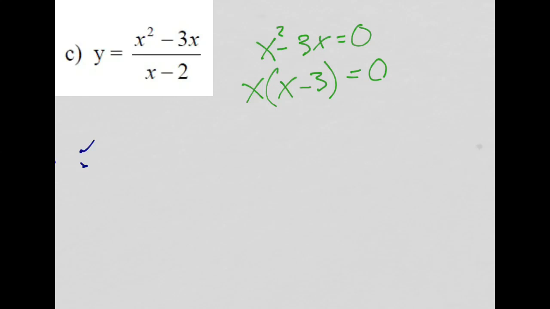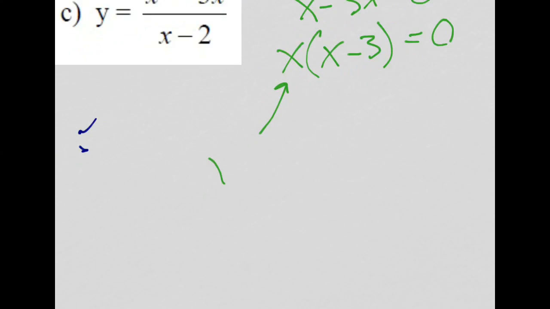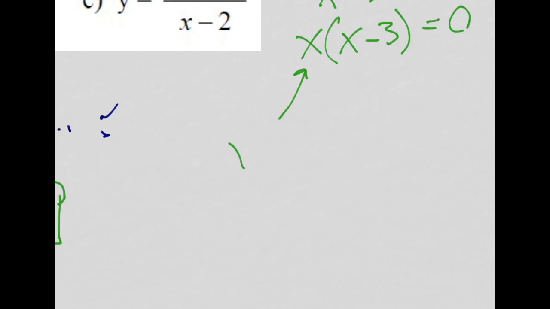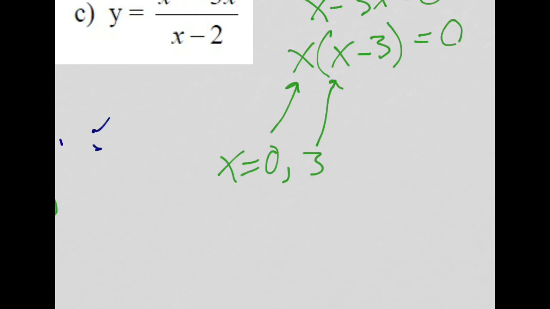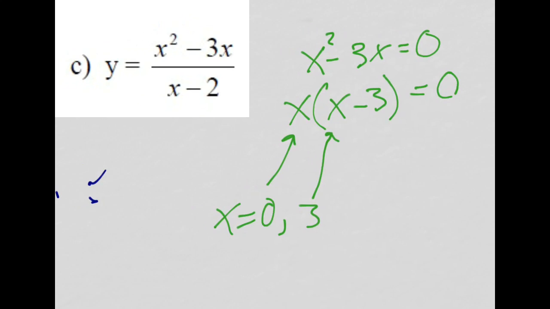Check me on that. But that tells me then, if x equals 0, then this function equals 0. Or if x equals 3, then this function is equal to 0. And it doesn't exist at the x value of 2, so x cannot be equal to 2 if we want to talk about the domain.